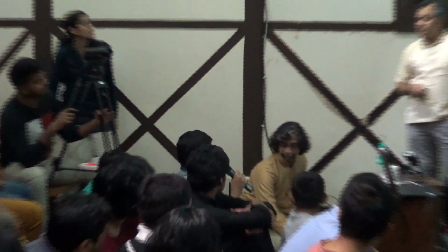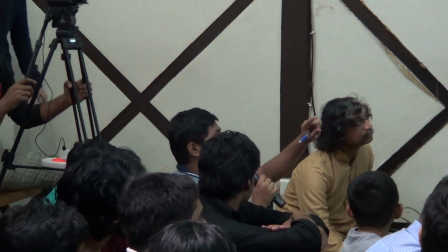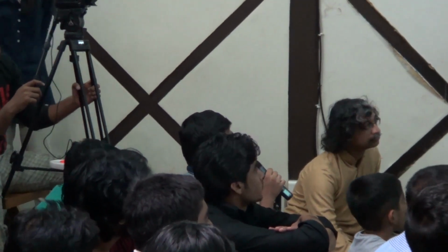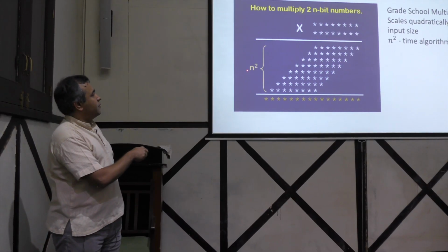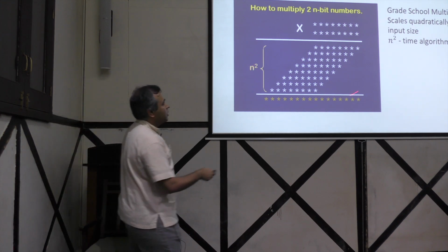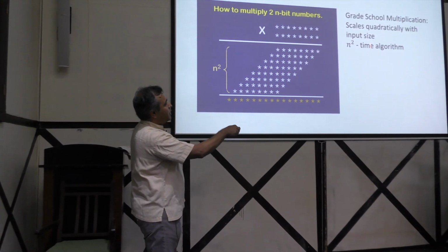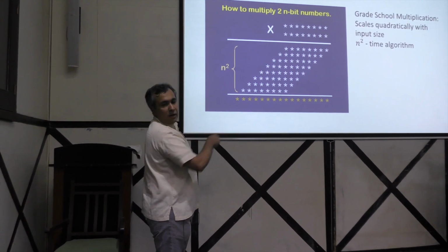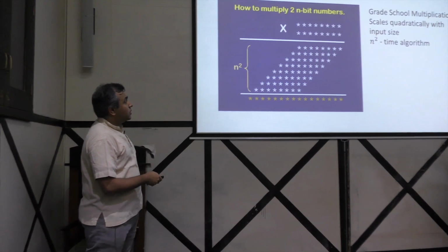If the number of digits is different for multiplication, which n should we consider? Just take the product: if this is an m-digit number and this is an n-digit number, it will be mn. So the multiplication we have been taught is an mn time algorithm.